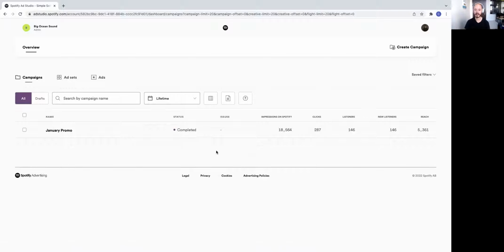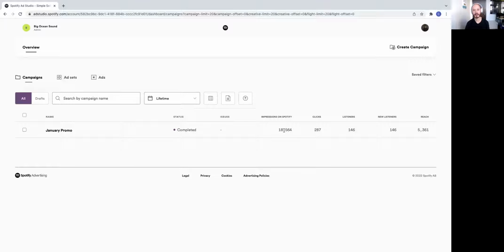All right, so I spent the bare minimum money here, $250. That's what they recommend at minimum to spend. So I spent $250 to run this really simple campaign. And through that, I received 18.5K impressions on Spotify. This just means how many people were served my ad.